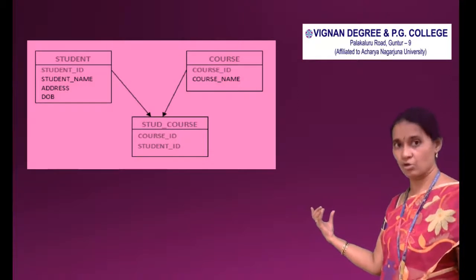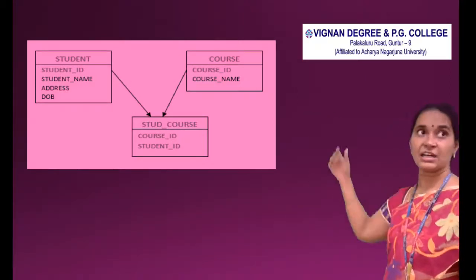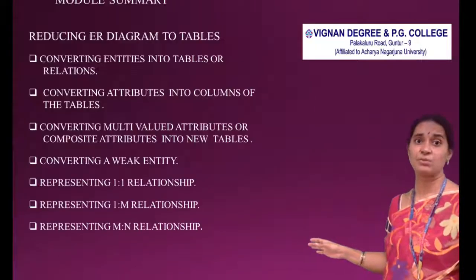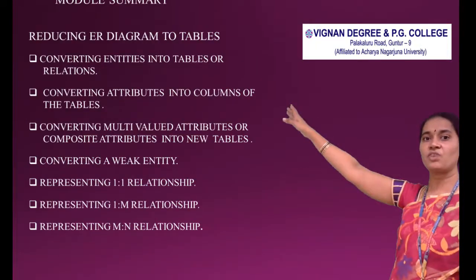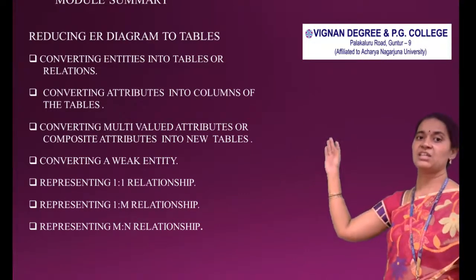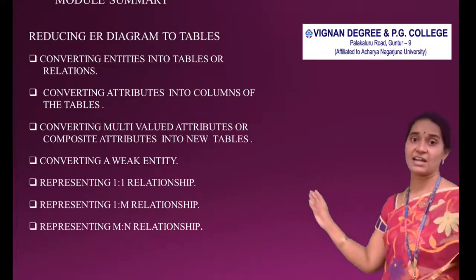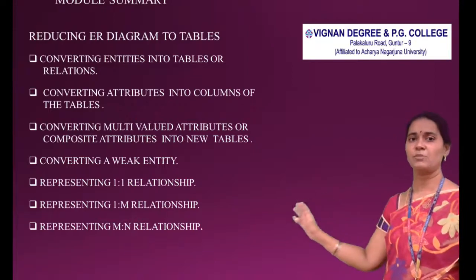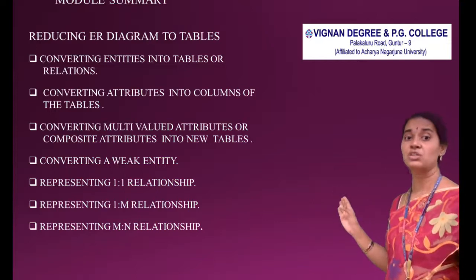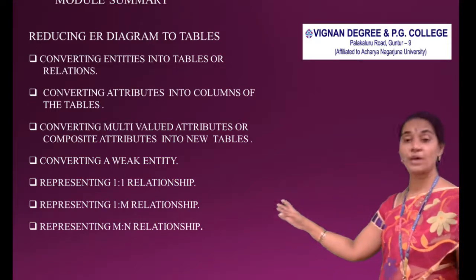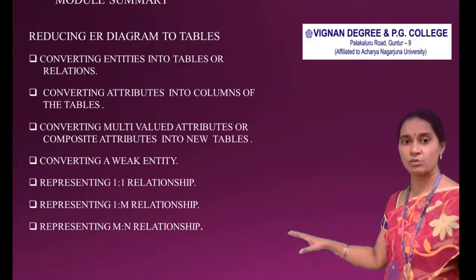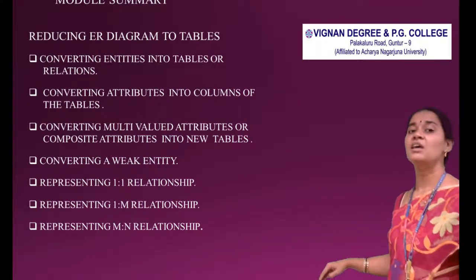So this is how we convert an ER diagram into tables, and this will be the module summary in which I have been telling about the conversion of an ER diagram into tables, which include converting the entities into tables and also converting the attributes into the columns of a table, followed by the representation of multi-valued attributes and composite attributes in the tables, and also how to convert a weak entity, followed by the representation of the various one-to-one, one-to-many and many-to-many relationships.